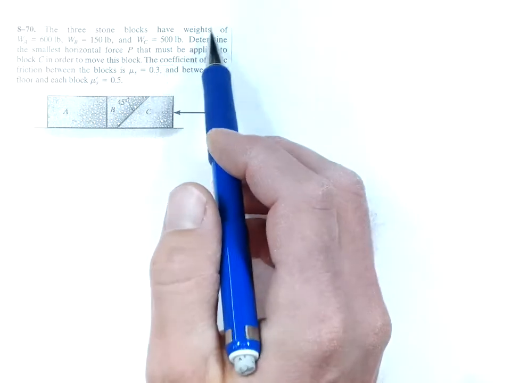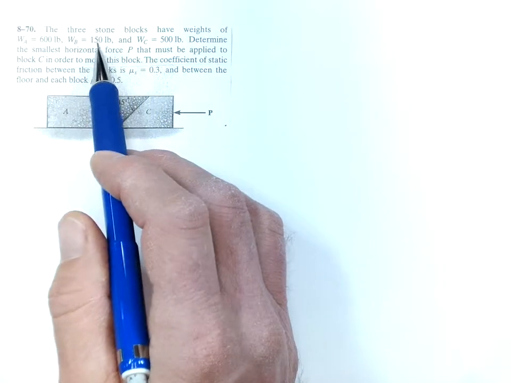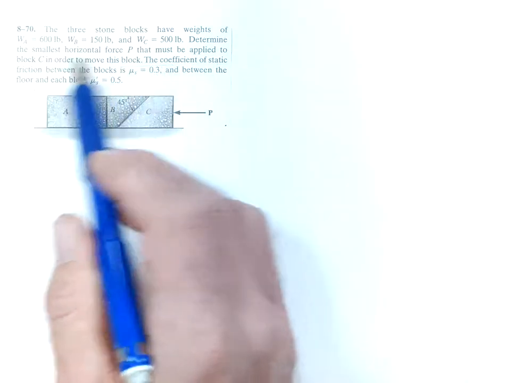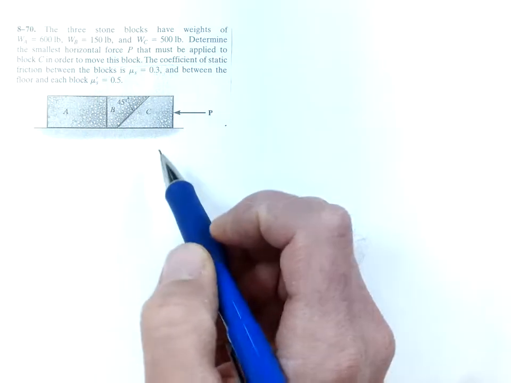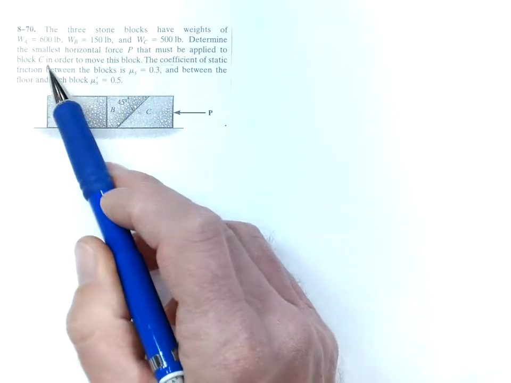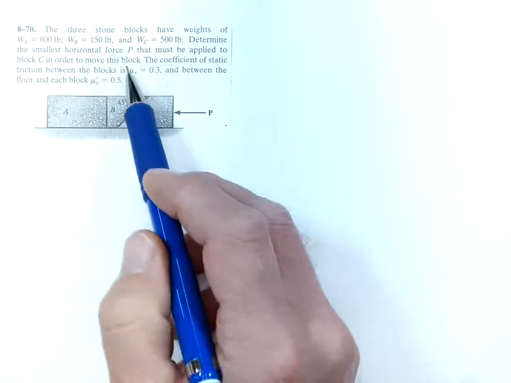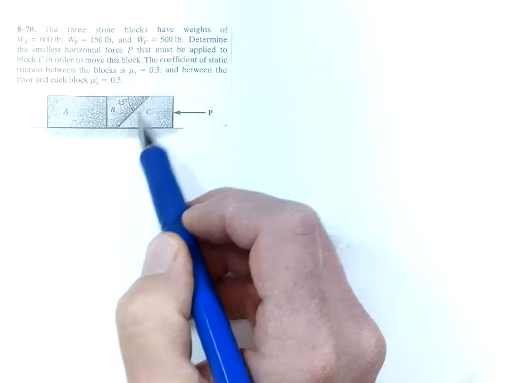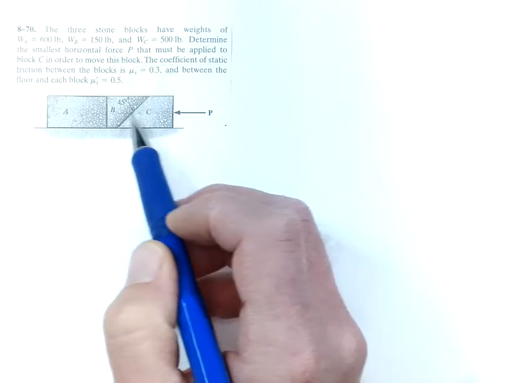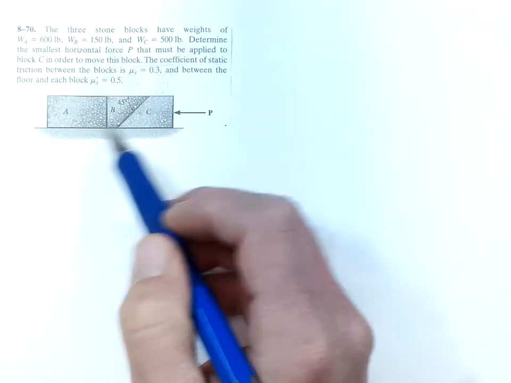Okay, the 3 stone blocks have weights of 600, 150, and 500. Determine the smallest horizontal force that must be applied to block C in order to move this block. So we just want C to move. We don't care if A and B move.